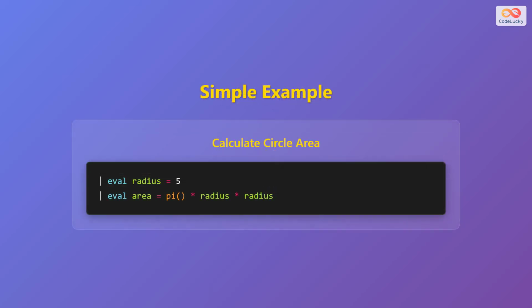Here's a practical example of using the Pi command to calculate the area of a circle. First, we set a radius value of 5 using the eval command. Then we calculate the area using the standard mathematical formula, pi times radius squared. In this case, we multiply the pi function result by radius times radius. This demonstrates how the Pi command integrates seamlessly with other mathematical operations in Splunk search processing language.